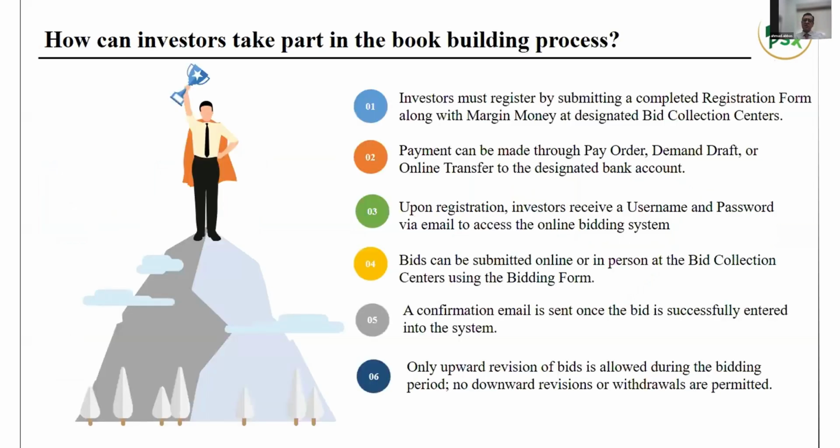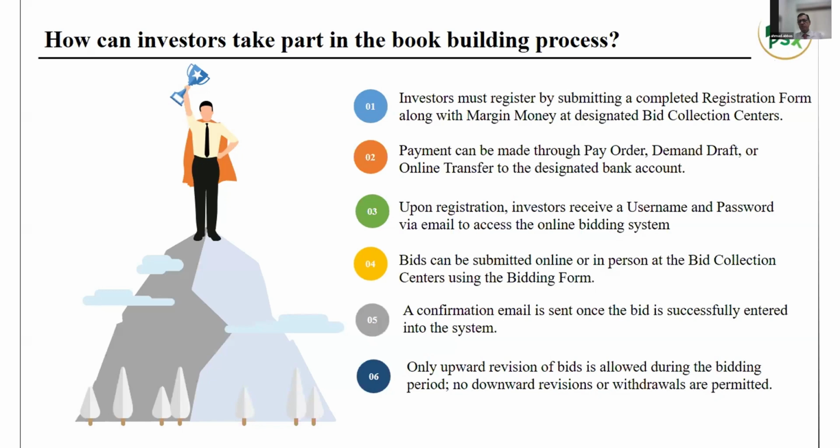Investors, how can investors participate? It's very simple. Investors must register by submitting a completed registration form. There's a bid registration form, which is available with the book runners, and the investors must complete that form, and they should also, along with the margin money, submit it at a designated bid collection center. The book runner sets up the bid collection centers. A lot of other brokers can participate in the book building process, but the book runner is the one who's actually responsible for running the book and placing the orders.